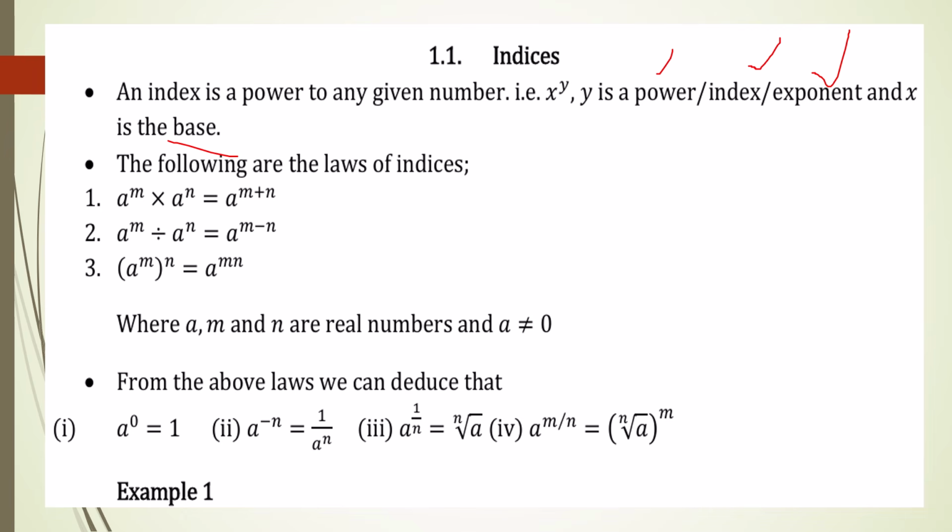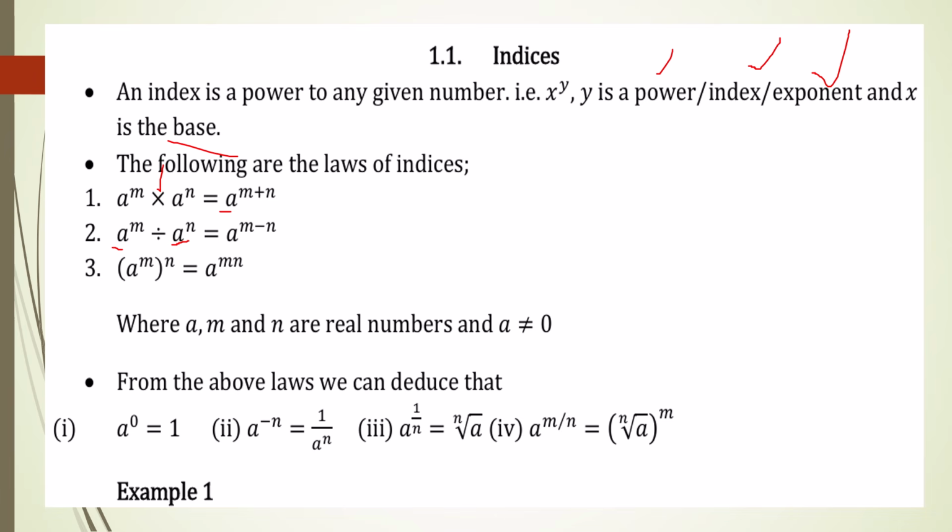So one of the laws of indices is that if you have the same bases multiplying each other, we get that base and then we add the powers. For multiplication, we unify the base and then we add the powers. So a^m times a^n is the same as a^(m+n). And if you have a^m divided by a^n, it is the same as a to the power of the difference between the powers. For division, it's m minus n, but for multiplication, it's m plus n.